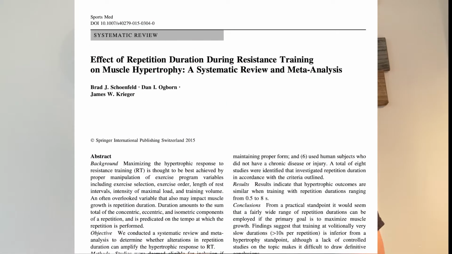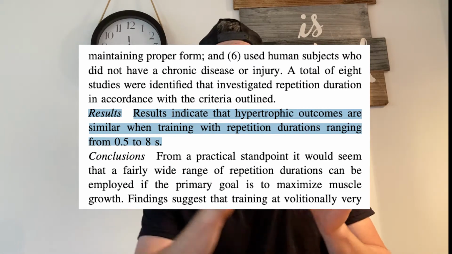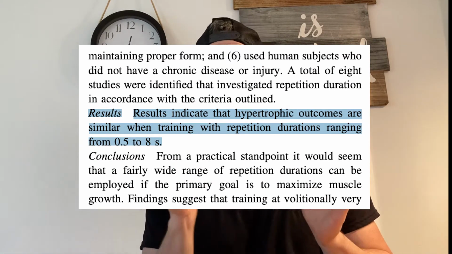So if we look at a study, Schoenfeld study from 2015, it was a meta-analysis on tempo for hypertrophy. So tempo is also time under tension, and it was determined that between 0.5 seconds to 8 seconds of tempo for one rep, if you're anywhere in that range, you're gonna have the same result. All right, gonna break that down a little bit for you guys.